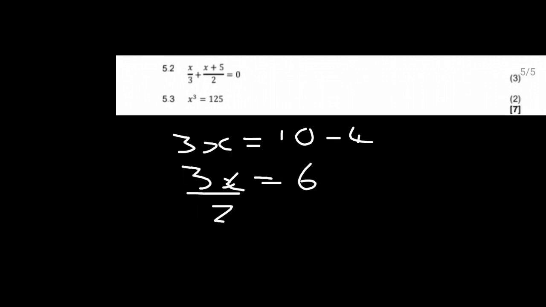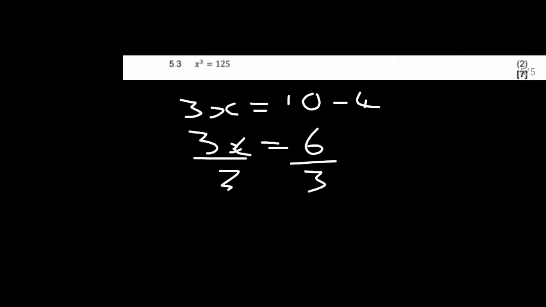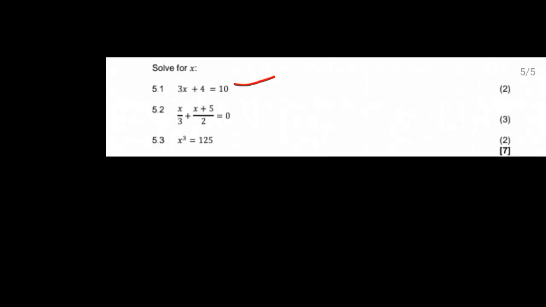You know that you have to transpose 4 first, so minus 4. Then 3x equals 10 minus 4, which is 6. Then you divide both sides by 3 to get rid of the coefficient. The 3 cancels, and then x equals 6 divided by 3, which is 2. 5.2, you can do it in 2 ways.